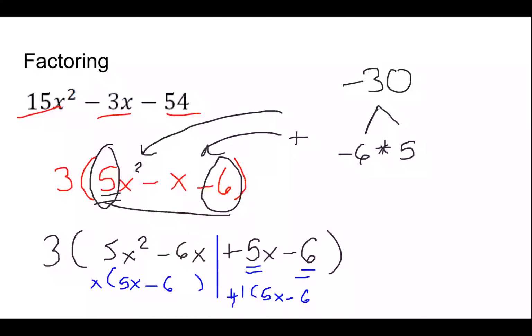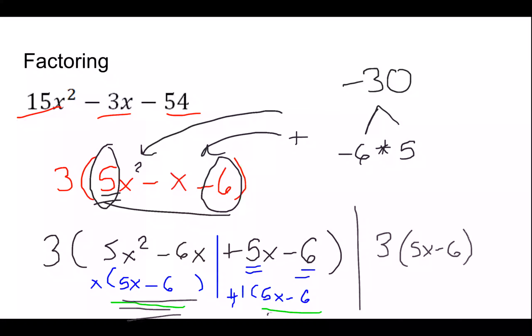When you look across, this is the same as this. So at the end of the day, we can rewrite this whole thing as 3, 5x minus 6, because those two things were the same. And then we're going to combine this and this thing and write this as x plus 1.